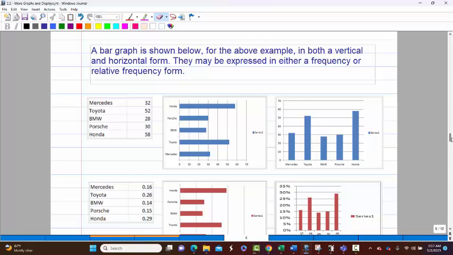Now these, unlike histograms, are always vertical, but bar charts can be vertical or horizontal. If they're horizontal, that means the frequency number will be out, so it sticks out as far as the frequency. So you see the Honda sticks out here to 58. So there's 58 right down here on the x-axis, almost to 60. So it goes this way, or they can be shown vertically.